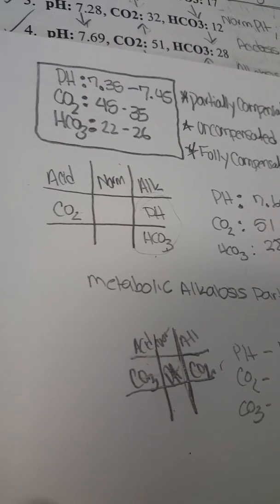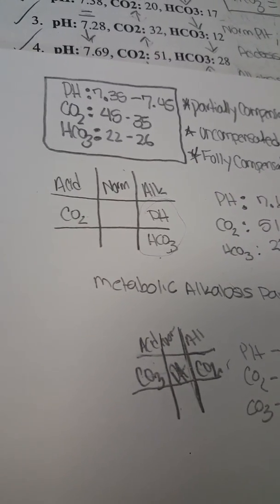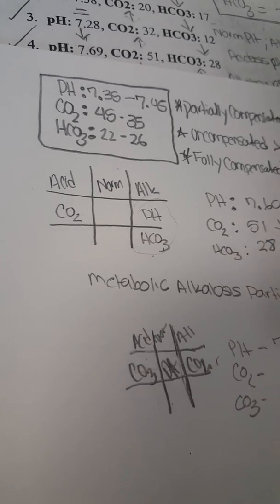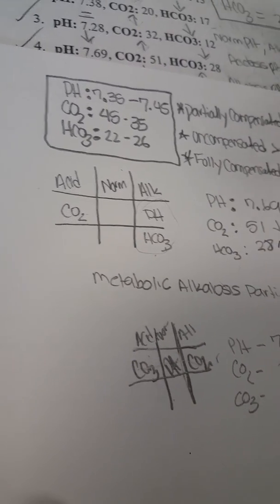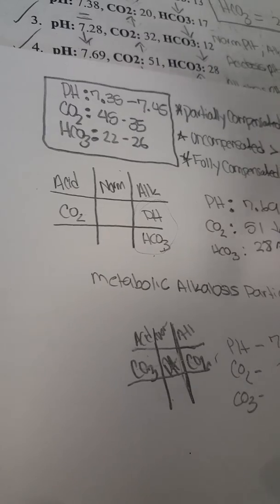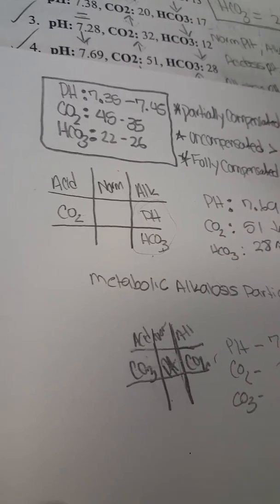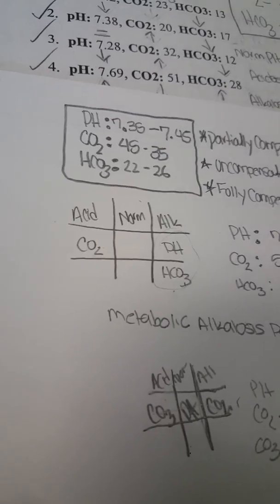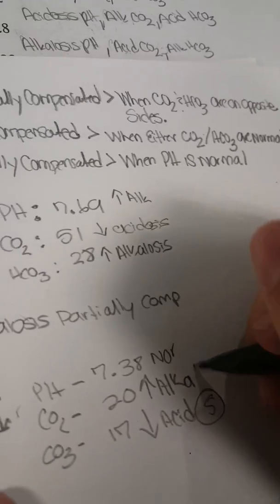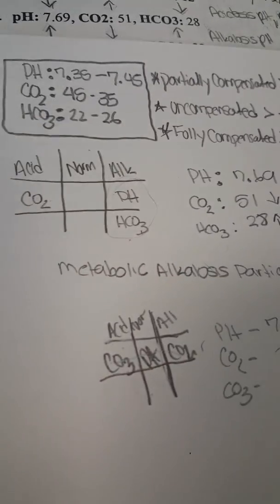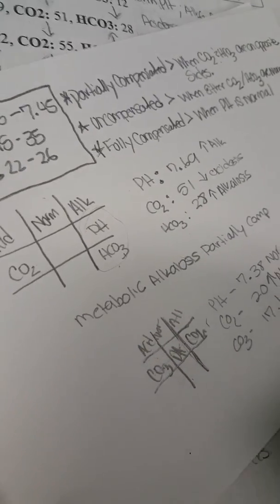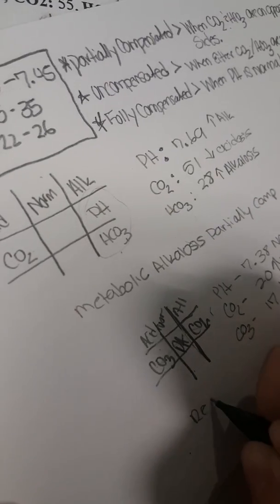In this case, in order to find out whether it's respiratory or metabolic, you're gonna see which number is furthest from the normal. So 17 away from 22 is 5 numbers apart, away from 22. And then the respiratory is 15 away from the normal. So it's going to be respiratory alkalosis.